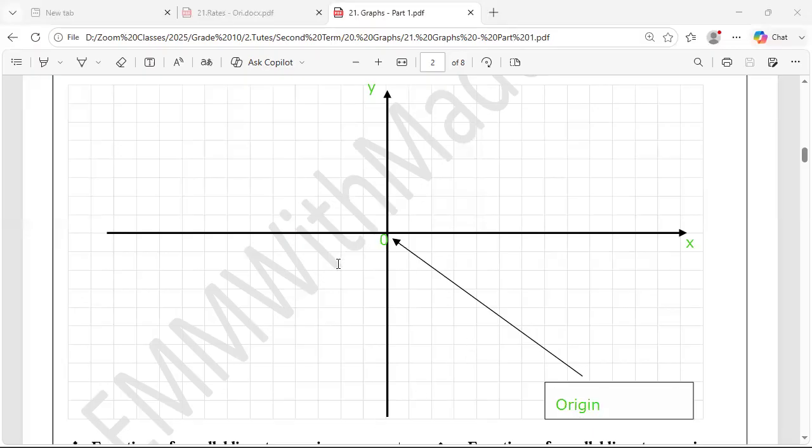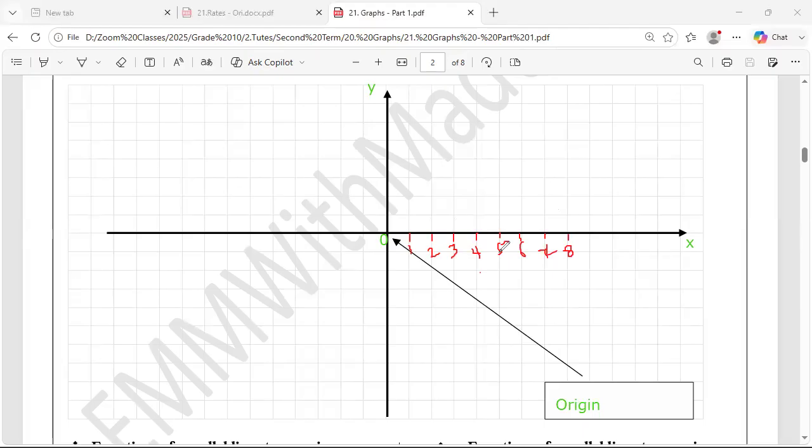Then I am going to mark the data points. I think you have already marked them. So here, this is 1, this is 2, this is 3, this is 4, this is 5, this is 6, this is 7, this is 8, and so on.